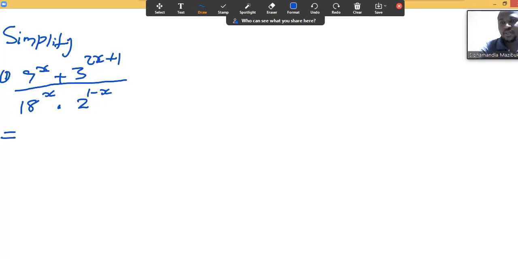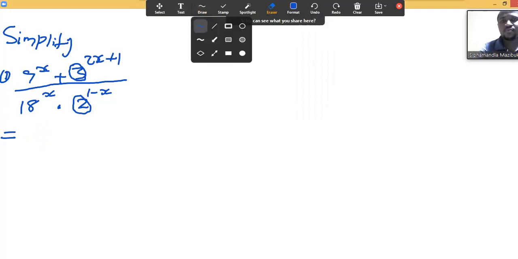What we do here, because you see our base, we're looking at 3 here, so we need to change to relate to 3, and also we need to relate it to 2. So how can we relate it to 3? We can change our 9 to be 3 to the power 2x. Okay, maybe that was a little bit fast. Let's try to work on it slowly and see.